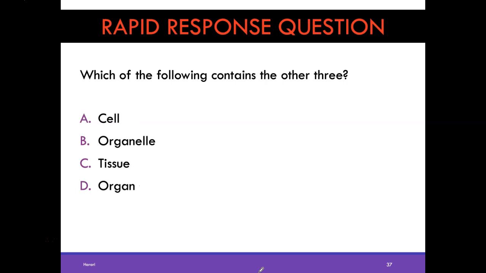So this one is very straightforward though. Which of the following contains the other three? And the answer is D. Organs contain tissues, which contain cells, which contain organelles.